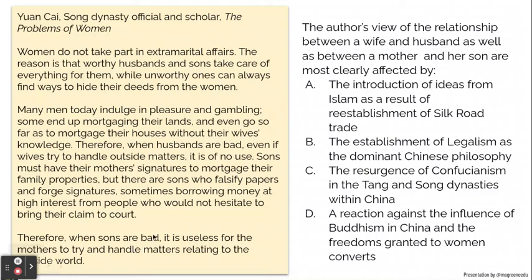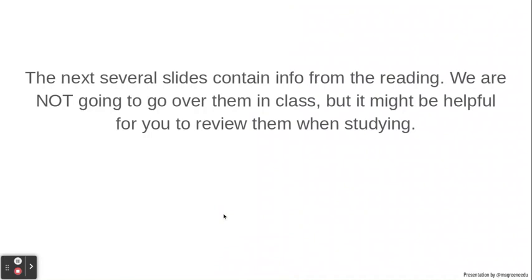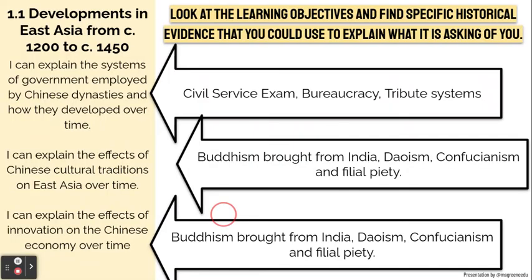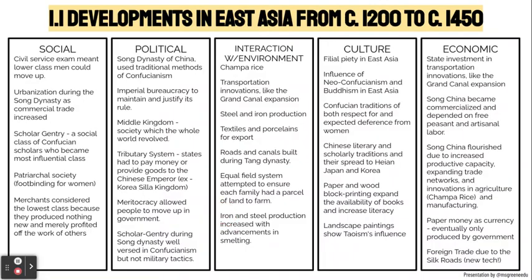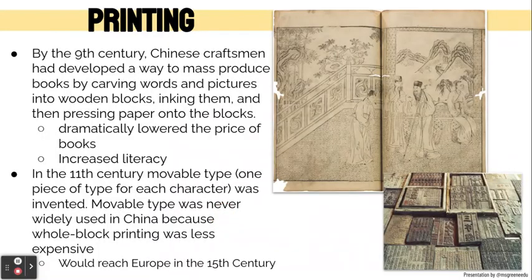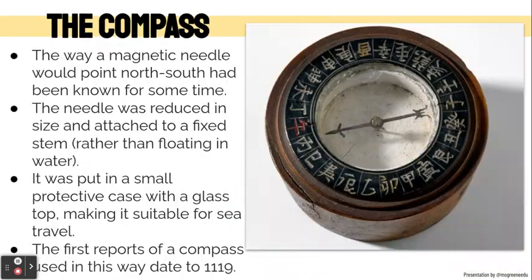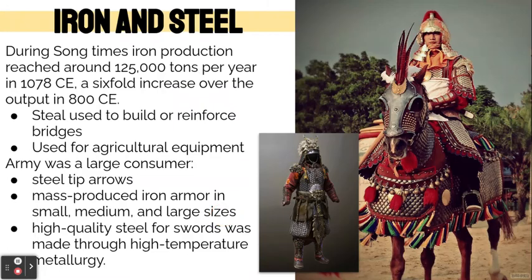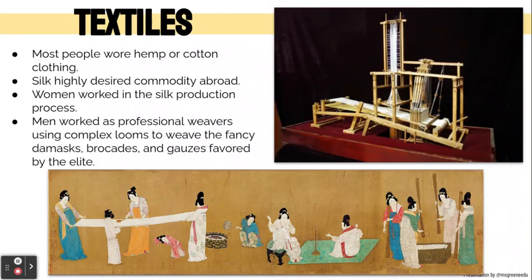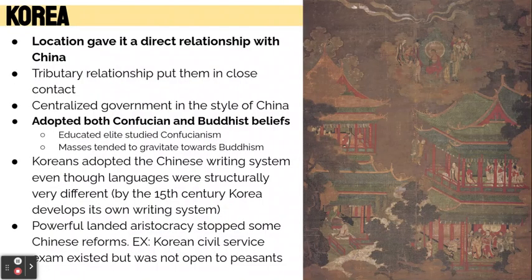Now, we are done, but I just want to show you this. The next several slides contain info from the reading. We're not going to go over them in class, but they're here for you. So if you feel like you struggled with the reading or you need more information, it is here for you. Here's a lot more information about China. And then starting hopefully tomorrow, if I'm back, we're going to do an activity. We're going to look at some of the inventions of China, and there's slides about a lot of the inventions. So keep that in mind once we get to that activity, that there's more information on Schoology within this slideshow.